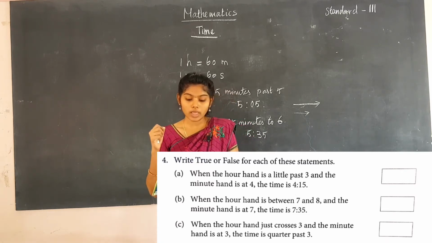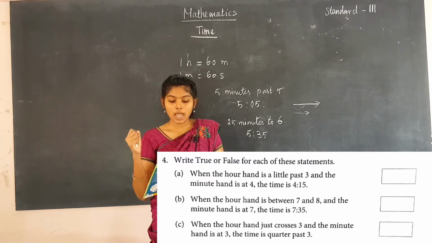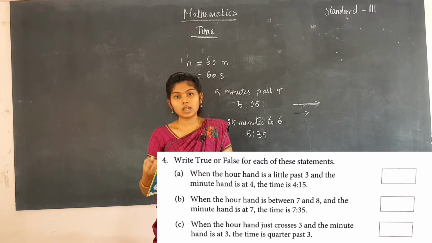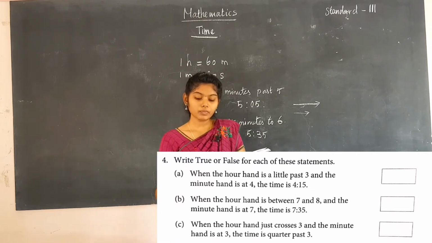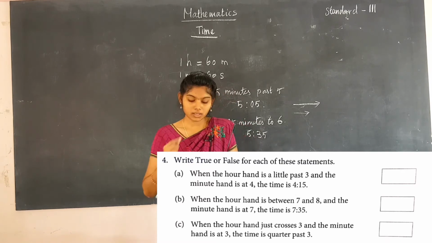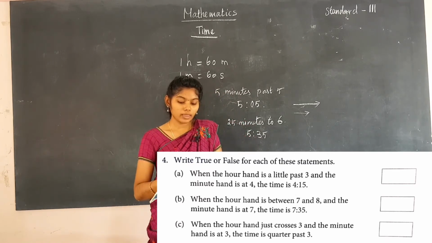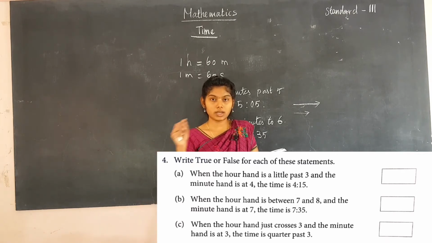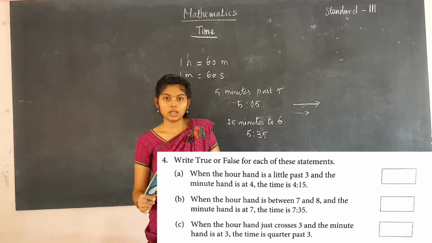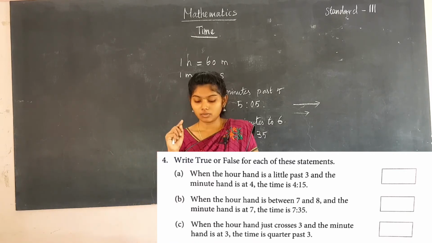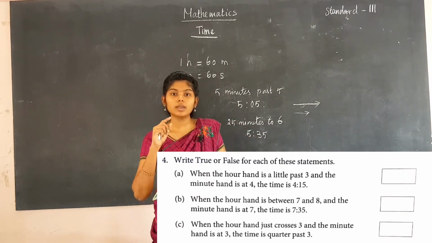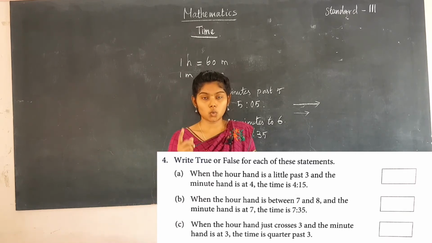The next one is, when the hour hand just crosses 3 and the minute hand is at 3, the time is quarter past 3. Quarter past 3 means the minute hand will be on the right side. So when the hour hand just crosses 3 and the minute hand is at 3, the time is quarter past 3. You are going to find whether this one is true or false. Just draw the picture nearby and then find whether it is true or false.